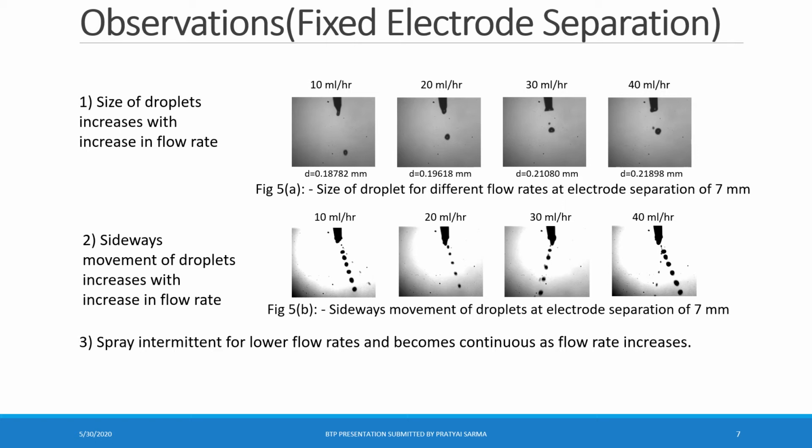Also, it was found that the sideways movement of the droplets increases with the increase in the flow rate. The spray was found to be intermittent for lower flow rates, and it becomes continuous as flow rate increases. This is due to the fact that as flow rate increases, a larger volume of liquid is accumulated near the tip of the nozzle, which makes it easier for the droplet to be ejected.